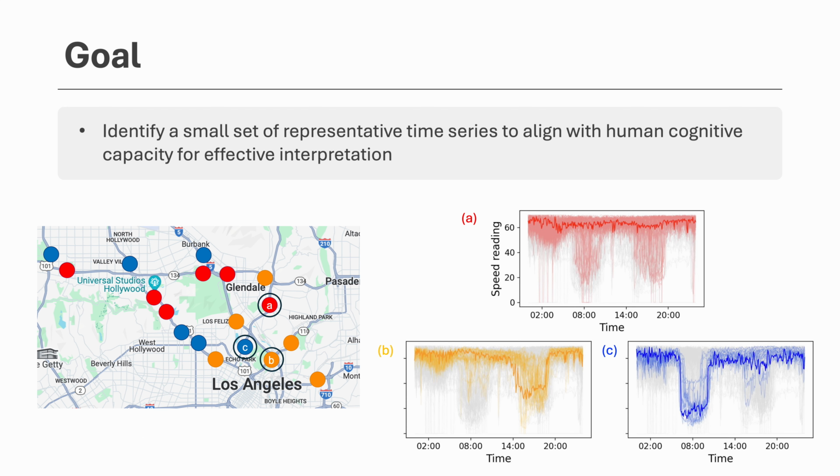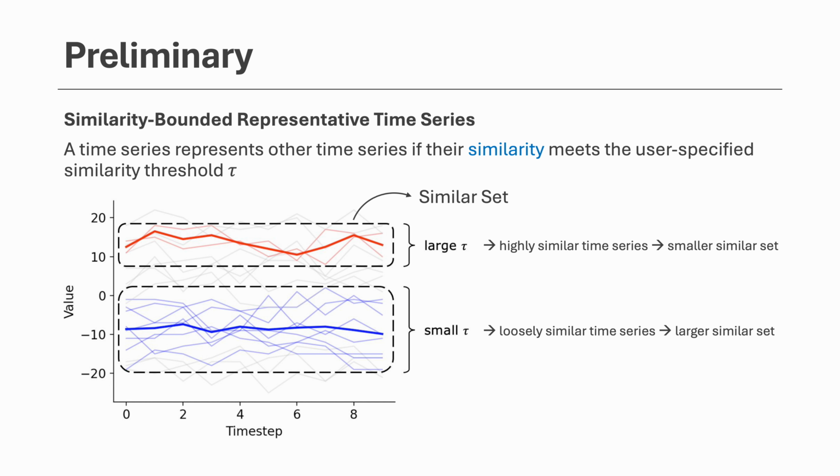So instead of analyzing every time series individually, we want to identify a small set of representative time series that capture key patterns in the dataset. In this example, 3 representative patterns are enough to summarize the traffic behaviors of the sensors. This gives a clearer and more interpretable view, which is important because the end user is still a human analyst with limited cognitive capacity.